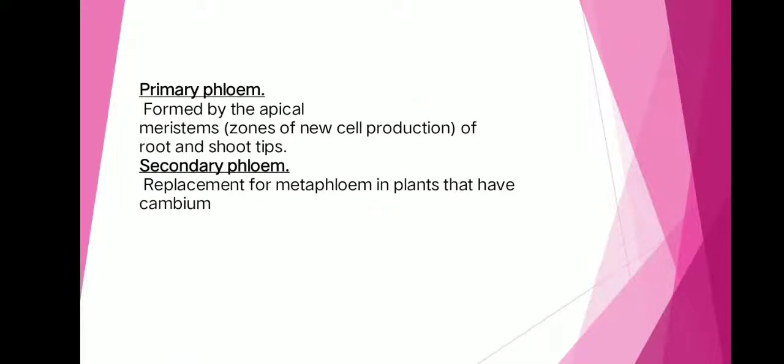Primary phloem, formed by the apical meristem, zones of new cell production of root and shoot tips, is a type of phloem that forms from the procambium during the primary growth. Secondary phloem, replacement for metaphloem in plants that have cambium. Secondary phloem is a type of phloem that forms from the vascular cambium during the secondary growth.